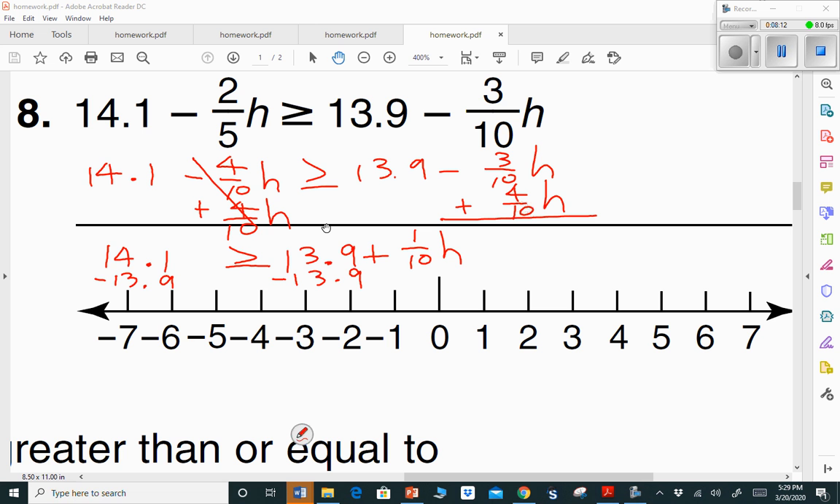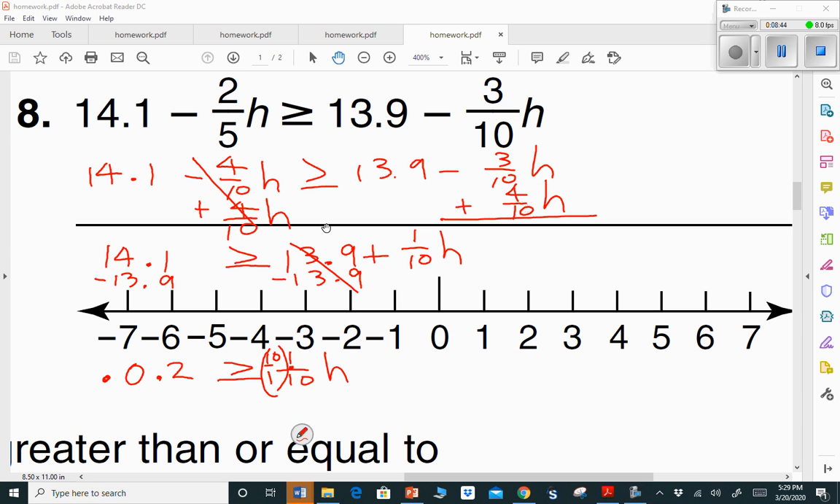I'm going to continue down here. That looks like 0.2 is greater than or equal to, this goes away, 1/10 h. To get rid of the 1/10 in front of the h, we're going to multiply by 10 over 1. Sorry, the smartboard is not putting it quite where I'm putting it. And if we multiply by 10 over 1 over there, we have to multiply by 10 over 1 over here.